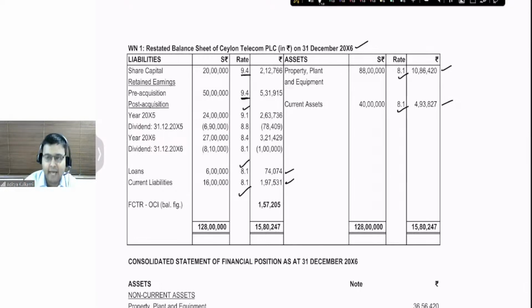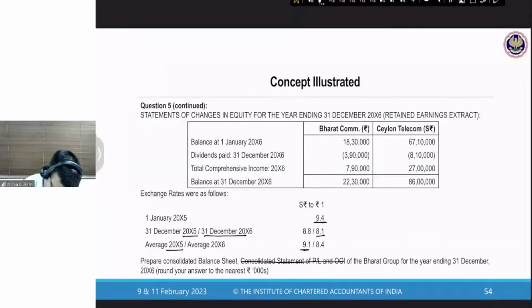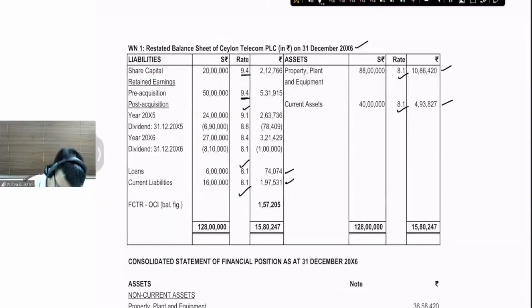Dividend is a payment that is made. Payment happens on a specific date, and that is why we take the rate on the date of payment. 31st December X5, it was 8.8. So I am converting using 8.8. This is a payment. Money has gone from the bank, so that day the rate is 8.8.